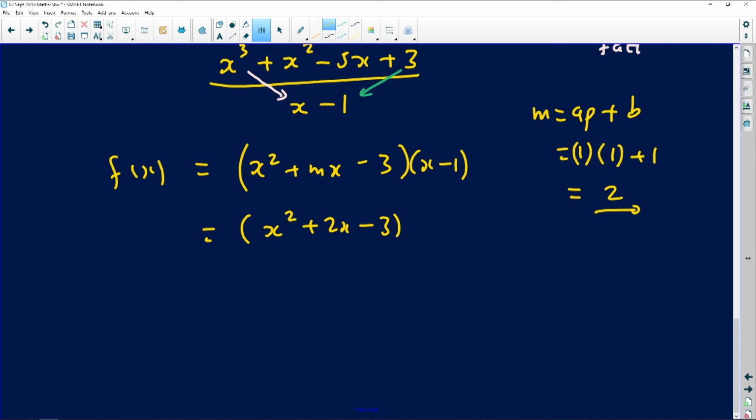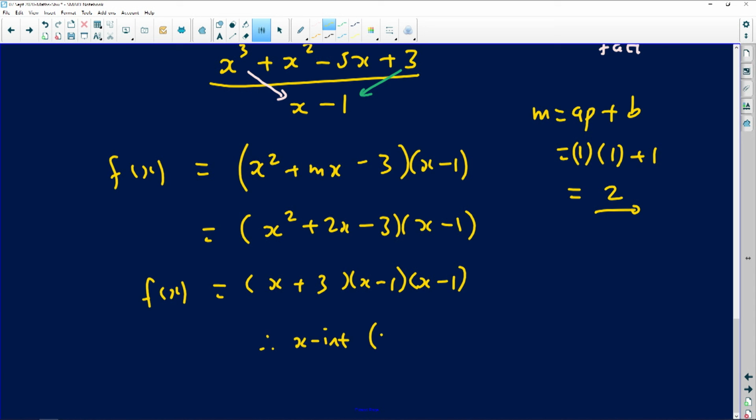Which makes this x squared plus 2x minus 3 into x minus 1, which then makes this 2 brackets, x minus 3, and then x, it's plus here and minus 1 here, and I'm going to have x minus 1 again. If you multiply all these, you'll then get back your f of x, therefore your x-intercepts are negative 3 and 0, or 1 and 0 twice.